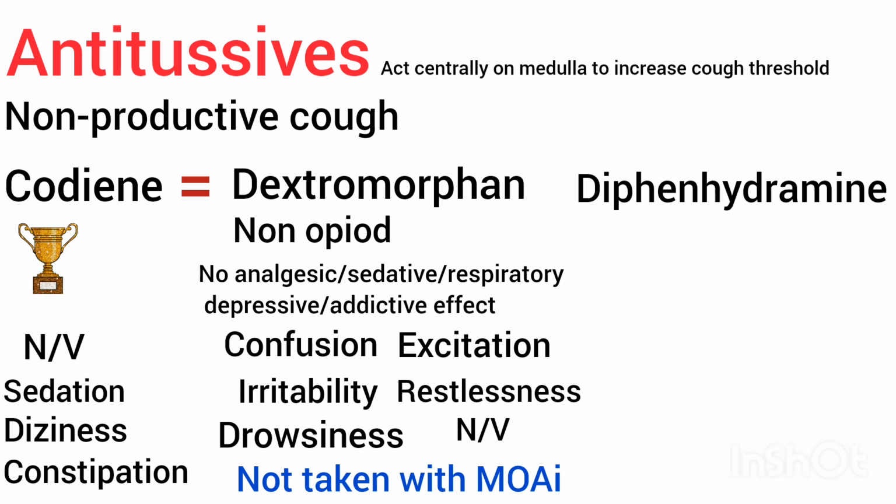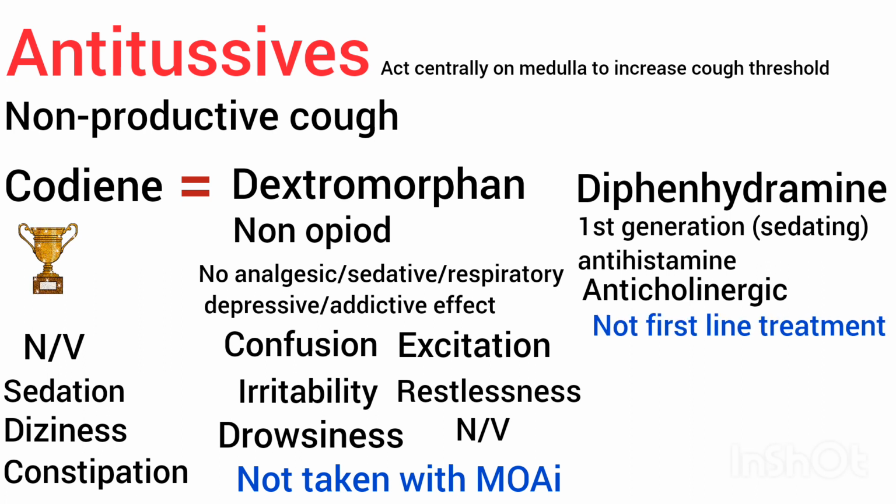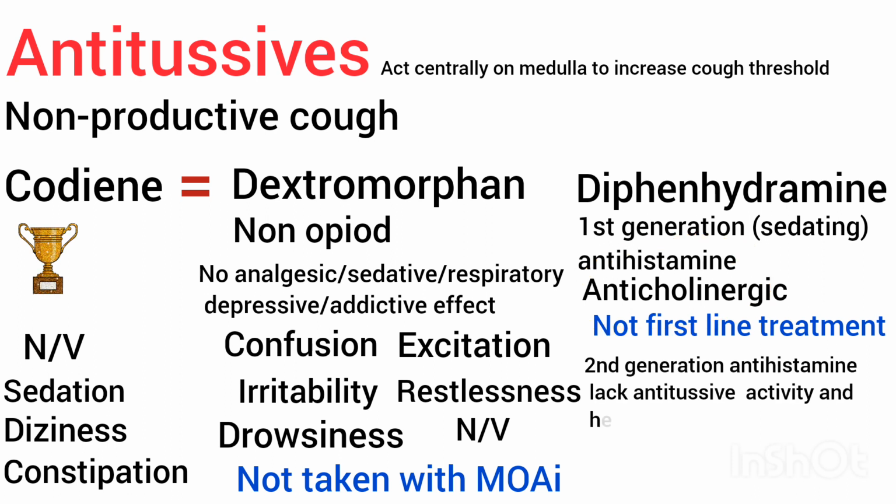Diphenhydramine is a non-selective first-generation antihistamine with significant sedating and anticholinergic properties. Although diphenhydramine is an FDA-approved antitussive, it is not the first-line treatment. The antitussive effect is most likely related to its anticholinergic activity and not its competitive histamine antagonism. Second-generation antihistamines such as loratadine and fexofenadine lack antitussive activity. Diphenhydramine's antitussive dose is lower than its antihistaminic dose.